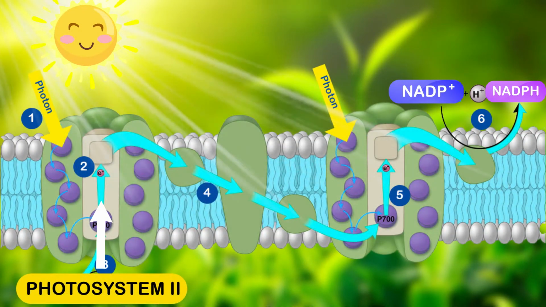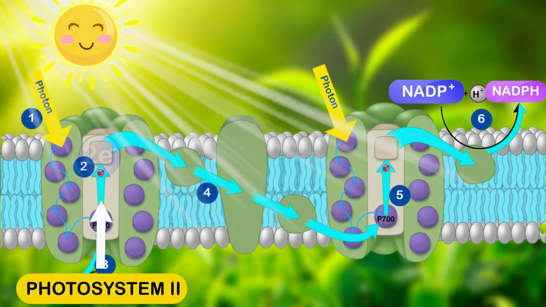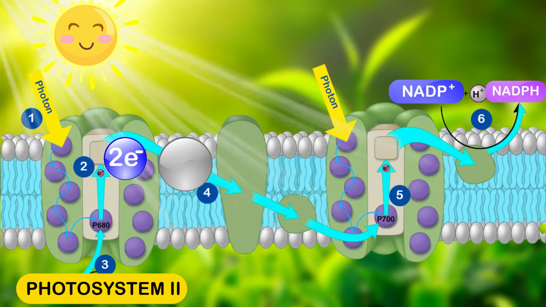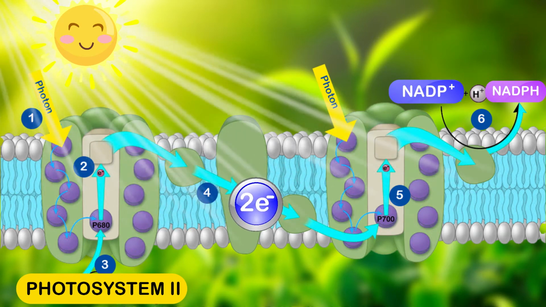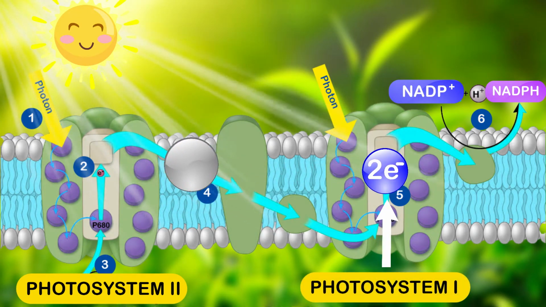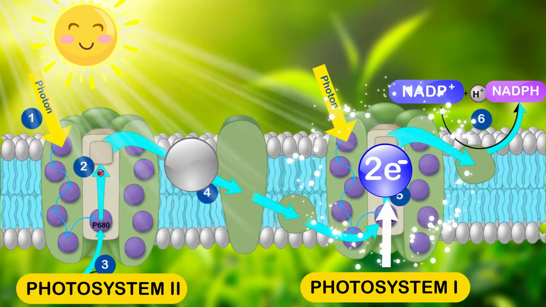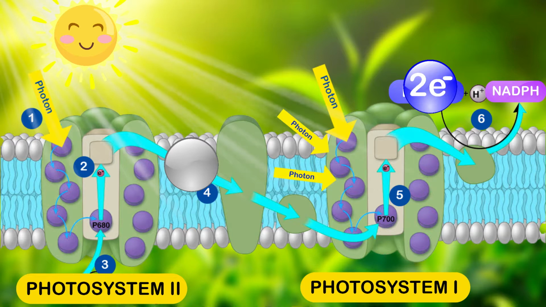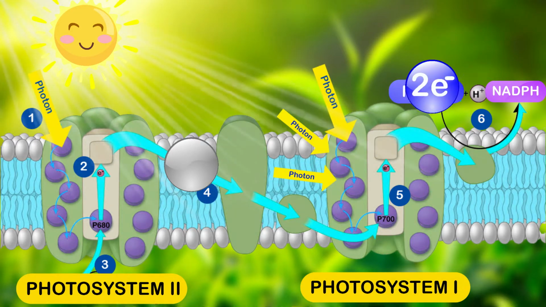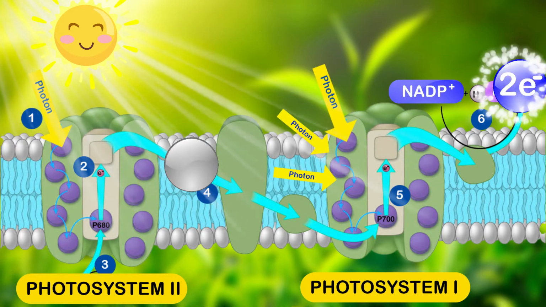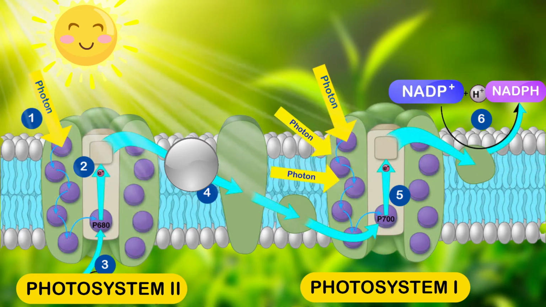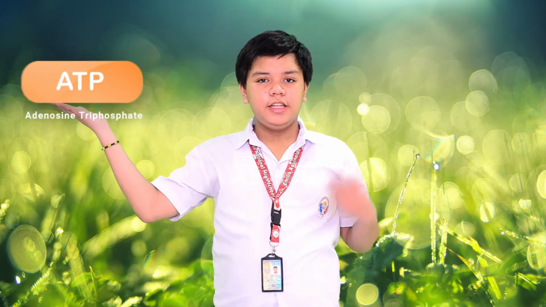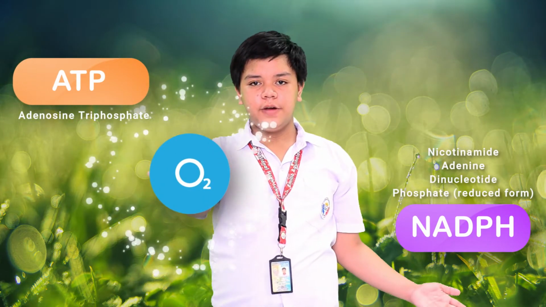When photosystem 2 is activated by absorbing a photon, electrons are passed along the electron transport chain and are donated to photosystem 1. Electrons in photosystem 1 are energized by absorption of additional light and pass to NADP+, forming its reduced form, NADPH, which accepts 2 electrons along with a hydrogen ion. This process produces ATP, NADPH, and oxygen as byproducts.